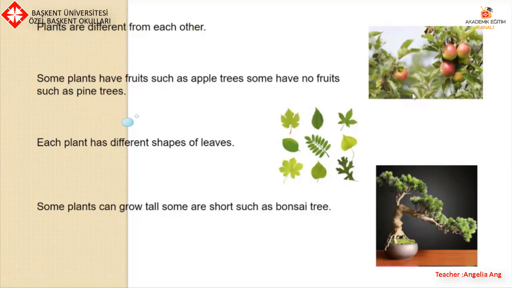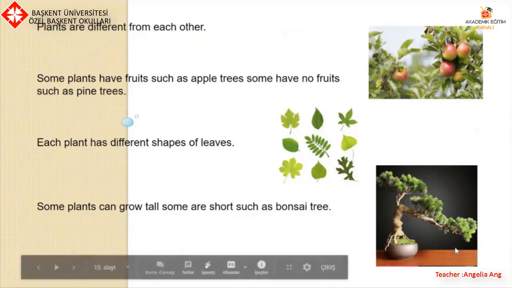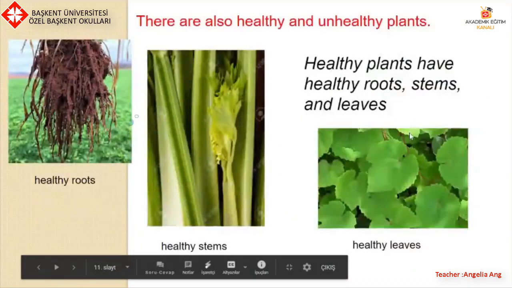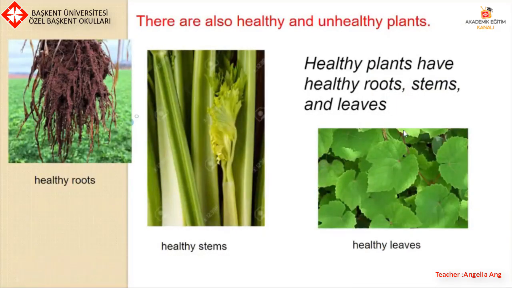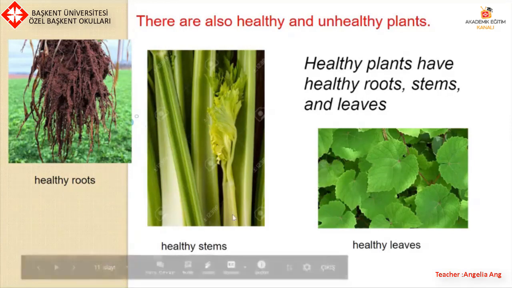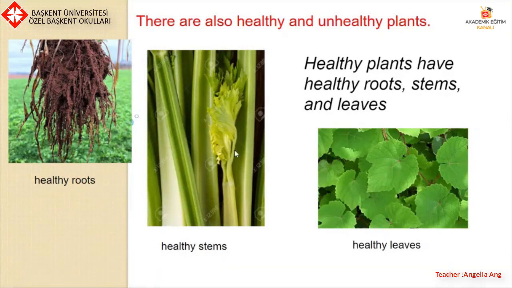Each plant has different shapes of leaves. Some plants can grow tall. Some are short, such as bonsai tree. There are also healthy and unhealthy plants. Healthy plants have healthy roots, stems, and leaves.